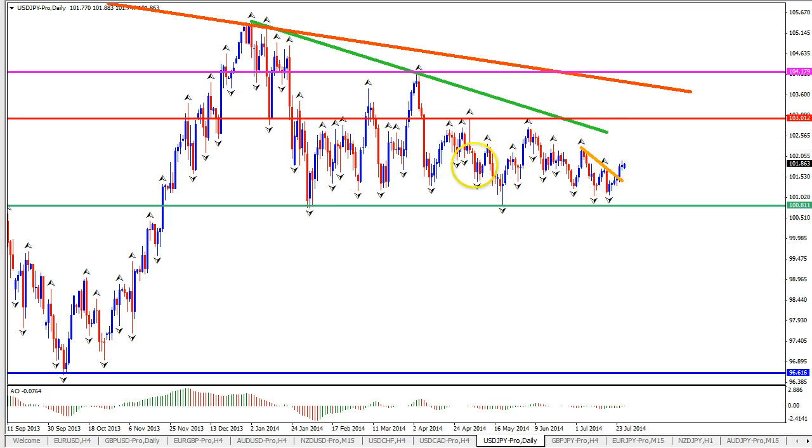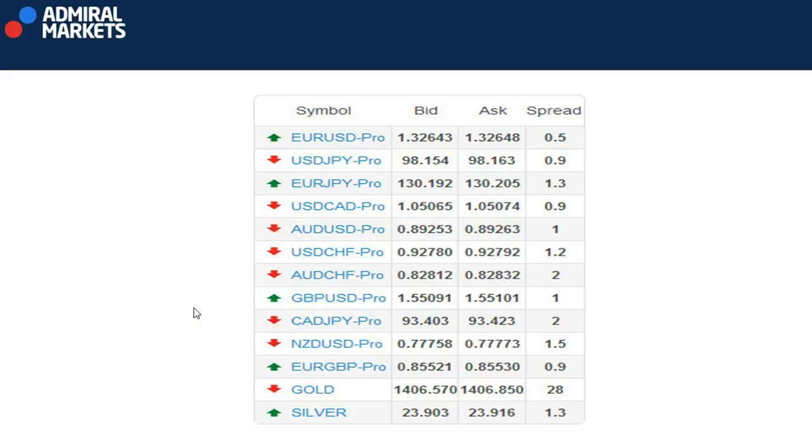But obviously, considering the lack of volatility, the sideways move on the dollar yen, this pair is not all too interesting.